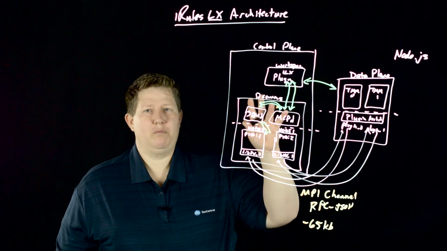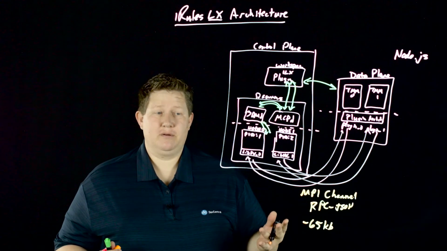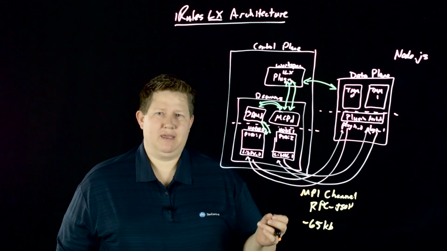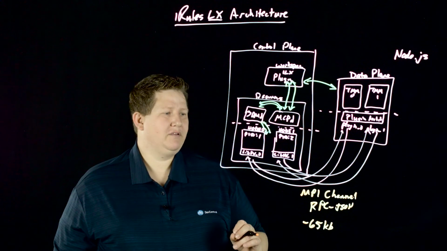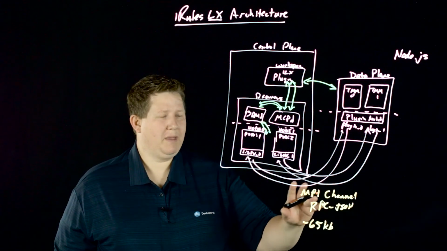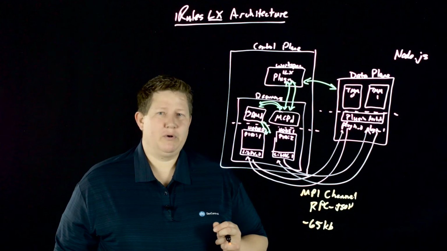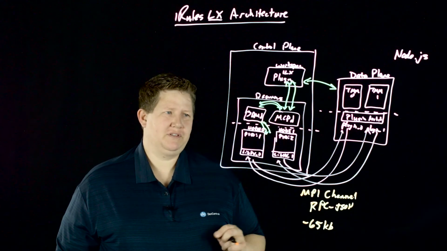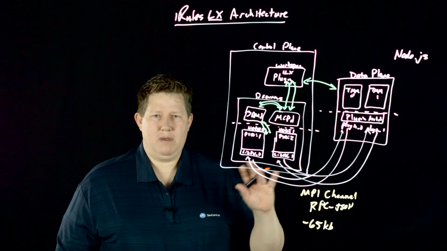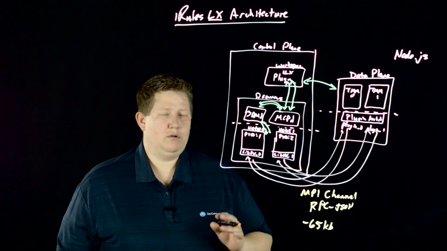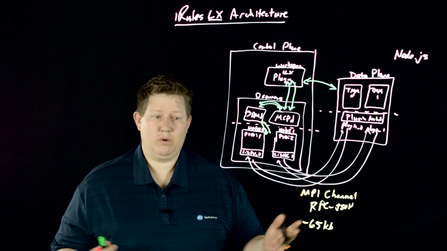Because the control plane, from a provisioning perspective, does not get too much memory allocated to it, all of this MPI channel can become a memory constraint. And so you might have to reprovision some memory to your control plane, depending on what your use case is.